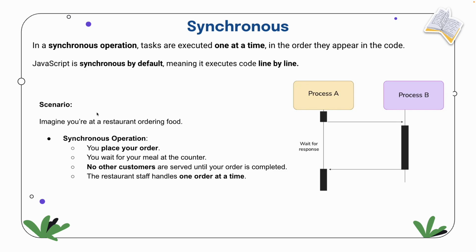Let's take one more scenario. Imagine you are at a restaurant ordering food, and that restaurant works as a synchronous one. How would the implementation look? You place the order. You go to the counter and say, I want this burger, pizza, or something.